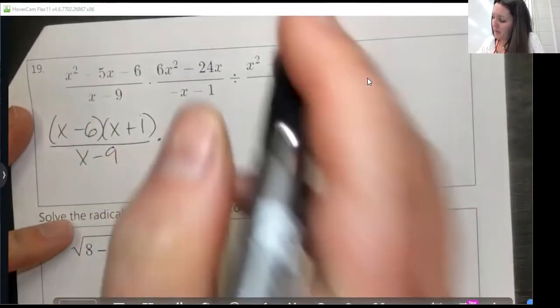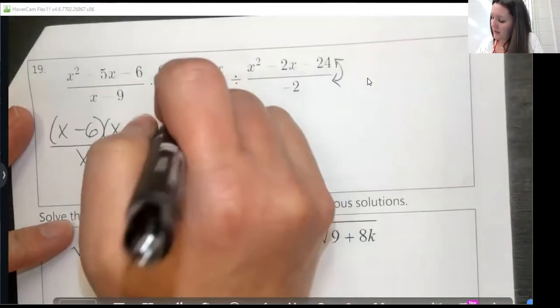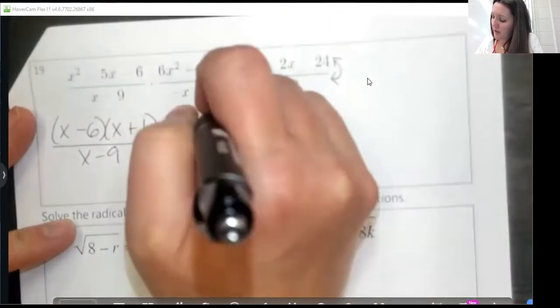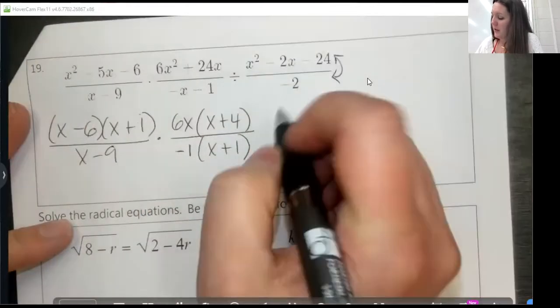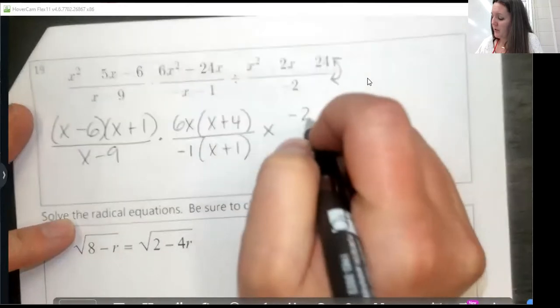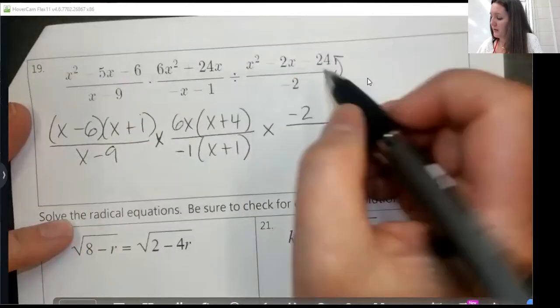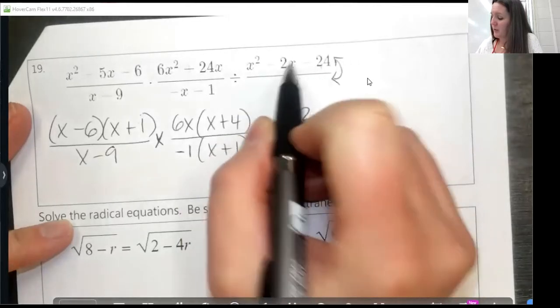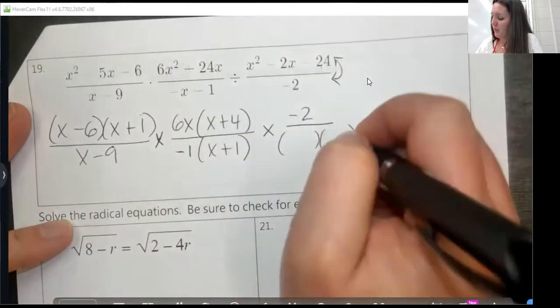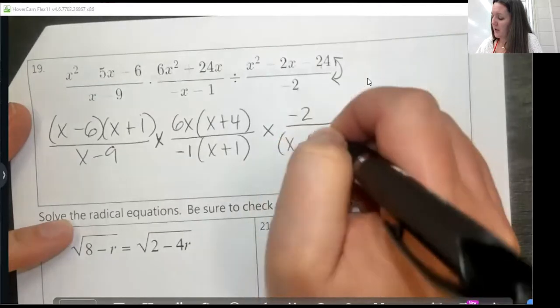So we have times. I can pull out a 6x here. So we have an x plus 4. And then I'm going to pull out this negative, see if that does anything. So I have an x plus 1 here. And then we're multiplying. The negative 2 goes to the top. So we can make those both multiplying with x's. And then what multiplies to get negative 24 adds to get negative 2? I'm going to say negative 6 and positive 4.